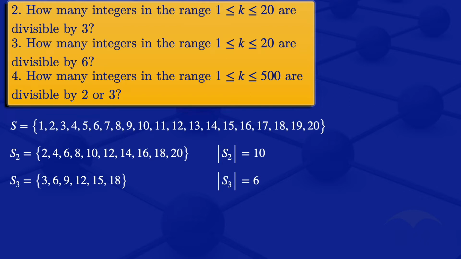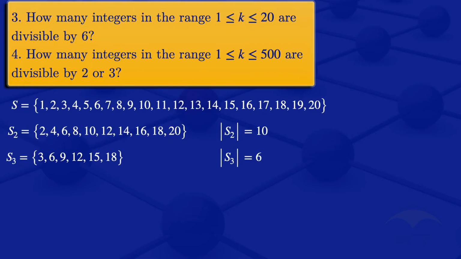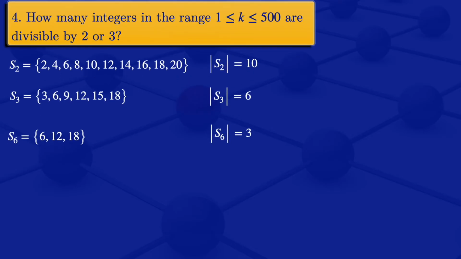I now move on to the third question, integers in the range 1 to 20 that are divisible by 6. The integers in this set that are divisible by 6, I'll call set S6. The set S6 has 3 elements, so the cardinality of S6 is equal to 3. So the cardinality of S2 is 10, the cardinality of S3 is 6, the cardinality of S6 is 3. What I used there was just a rudimentary method, counting the elements one by one.